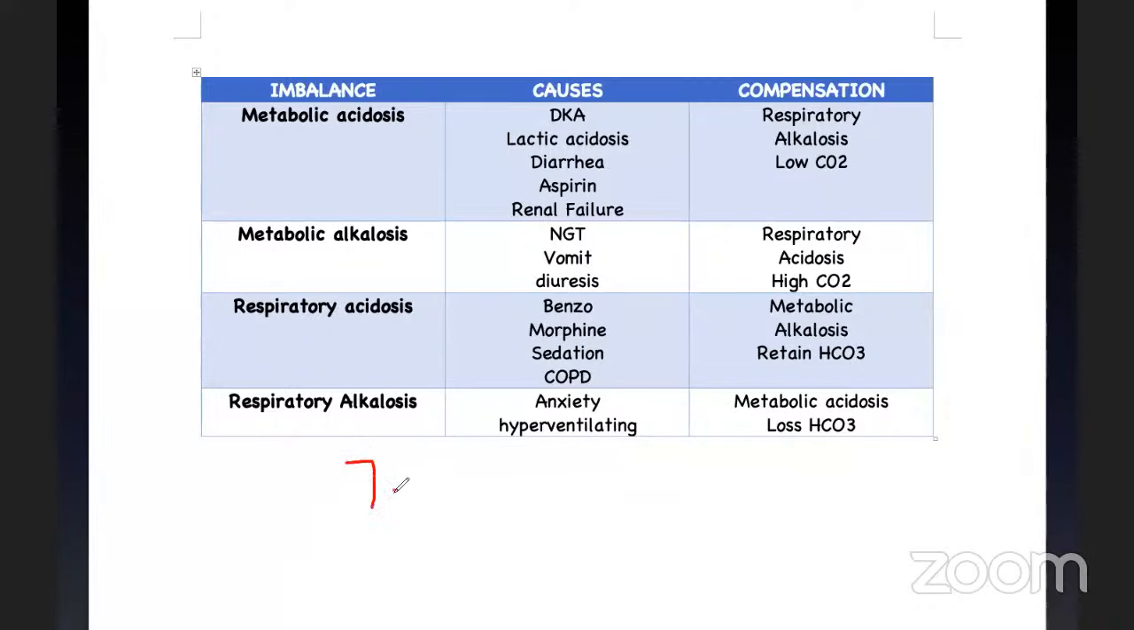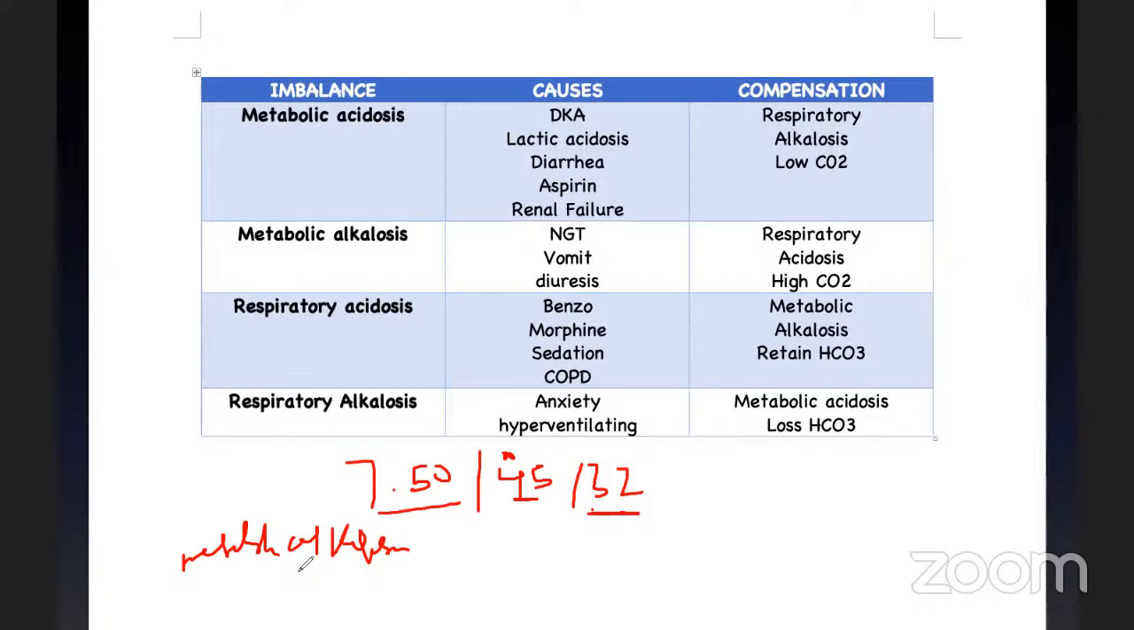If I give you this, I'm using this as an example of how you can manipulate the numbers. If I change it to 7.50 and I give you 45, I give you 32. Once again, this is greater than 7.4. Therefore, I know this is an alkalosis, right? If it's an alkalosis, CO2 should go down to be responsible for this, right? But that means that's not the problem. I know it's the bicarb. Therefore, I have a metabolic problem. Metabolic alkalosis. What is your compensation?